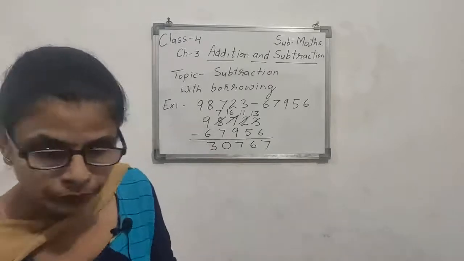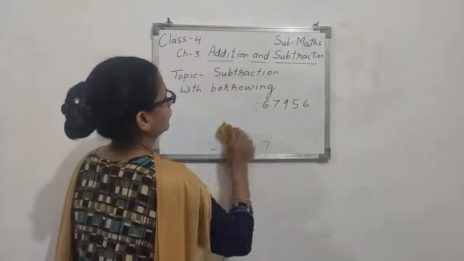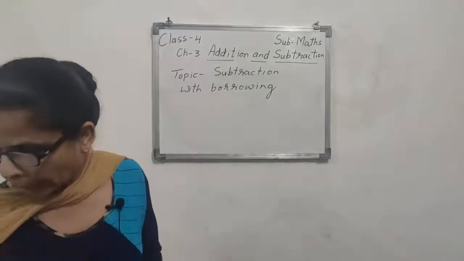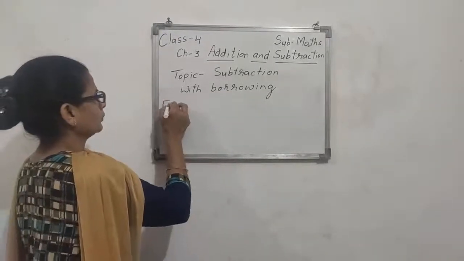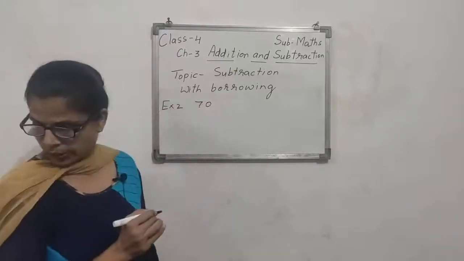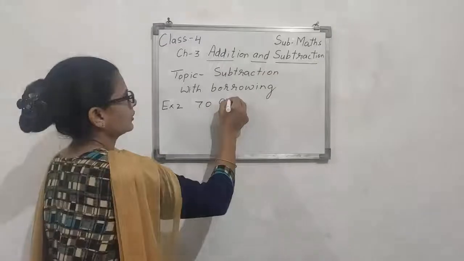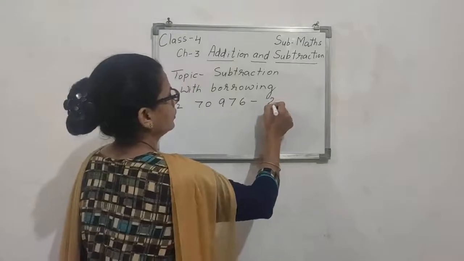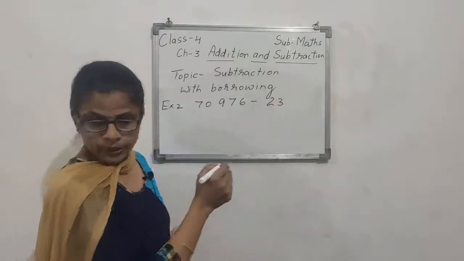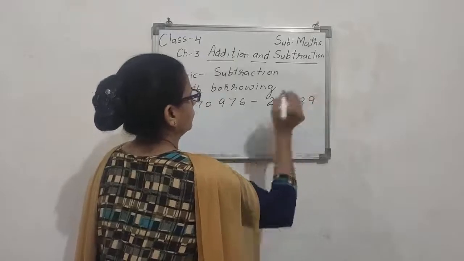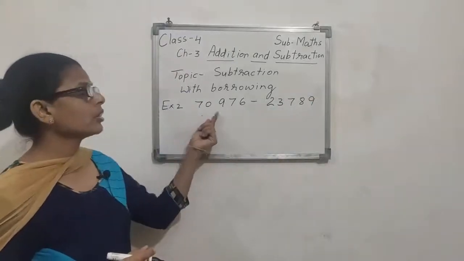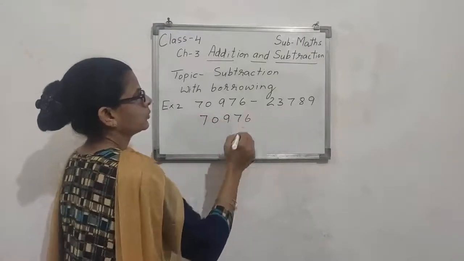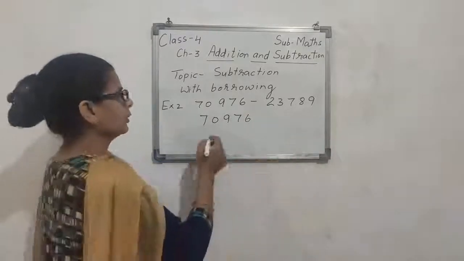Another example. 70,976 minus 23,789. Bigger number is 70,976. Write it up. 23,789 is smaller number. Write it down.